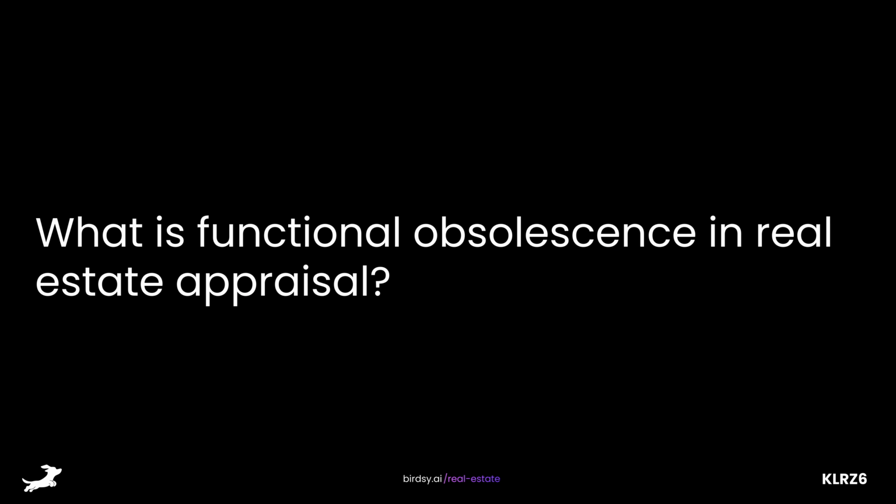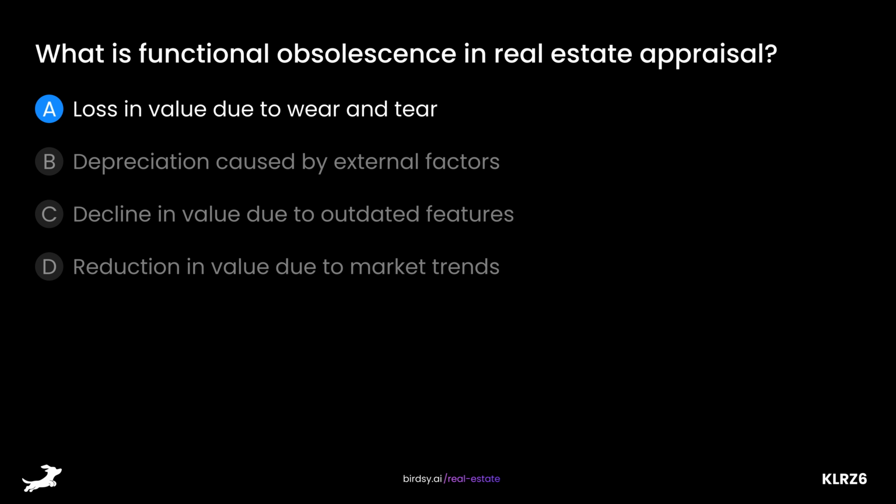What is functional obsolescence in real estate appraisal? Is it A, loss in value due to wear and tear? B. Depreciation caused by external factors. C. Decline in value due to outdated features. Or D. Reduction in value due to market trends. The answer is C. Decline in value due to outdated features.